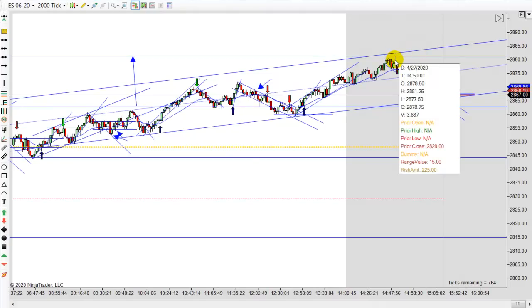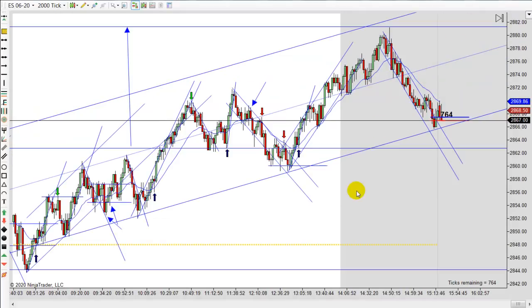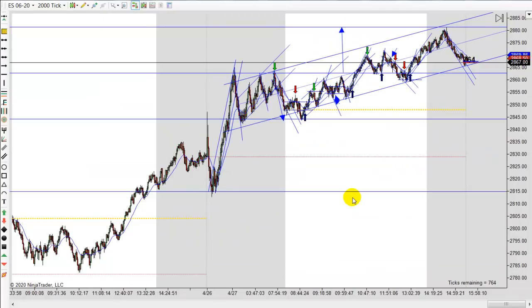So it hit that at 2:50 and a second. So you could have had that target before 9 o'clock and had a good idea it was probably going to try to get there by the end of the day, and it did.